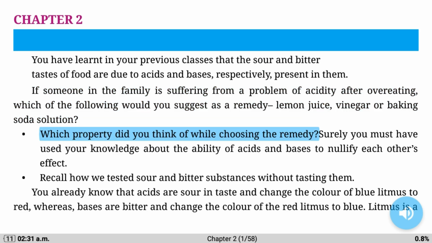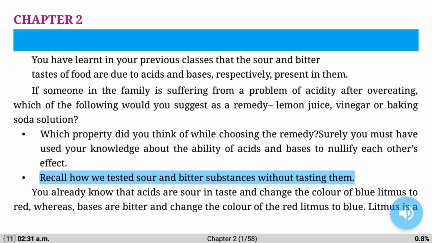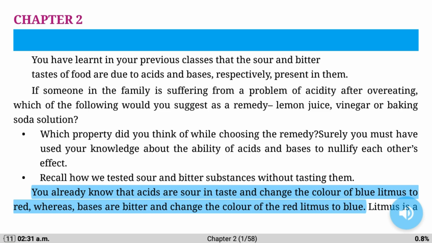Which property did you think of while choosing the remedy? Surely you must have used your knowledge about the ability of acids and bases to nullify each other's effect. Recall how we tested sour and bitter substances without tasting them. You already know that acids are sour in taste and change the color of blue litmus to red, whereas bases are bitter and change the color of the red litmus to blue.